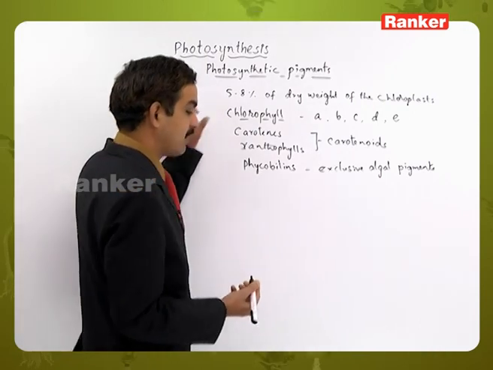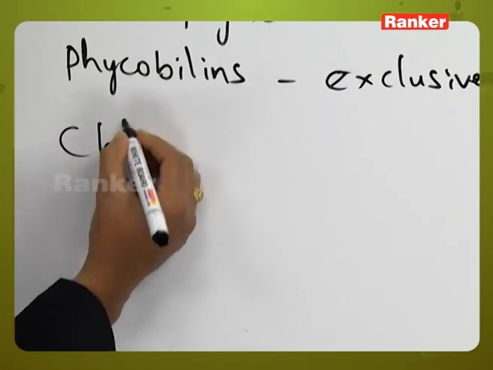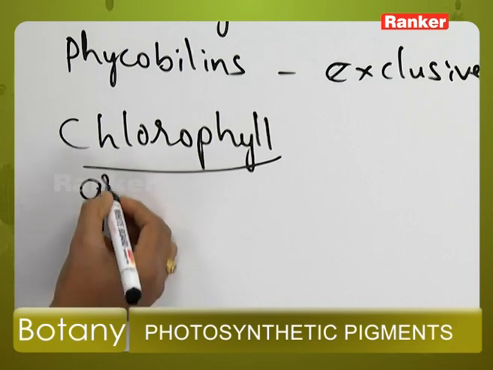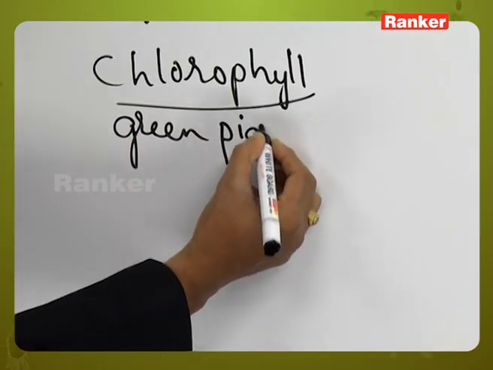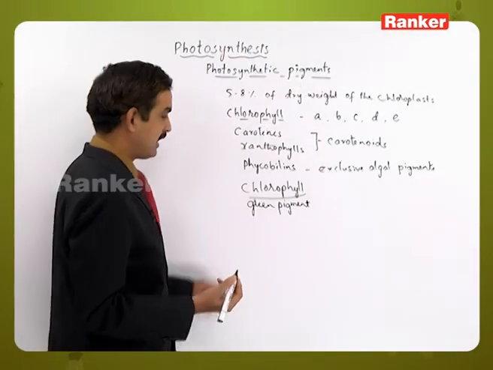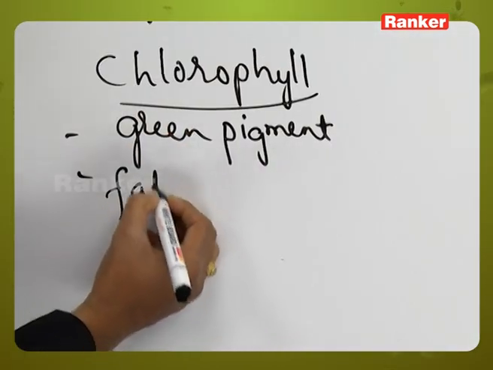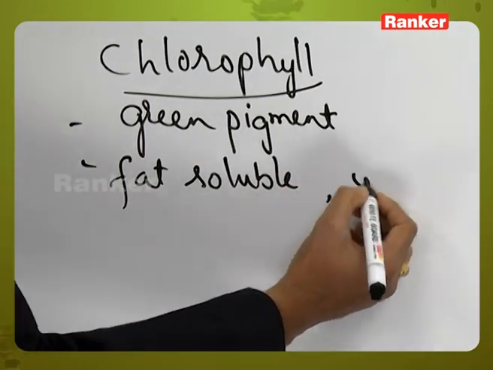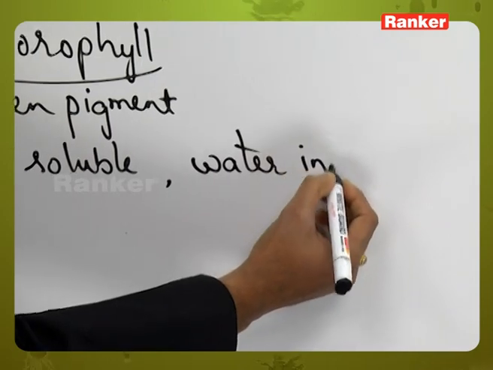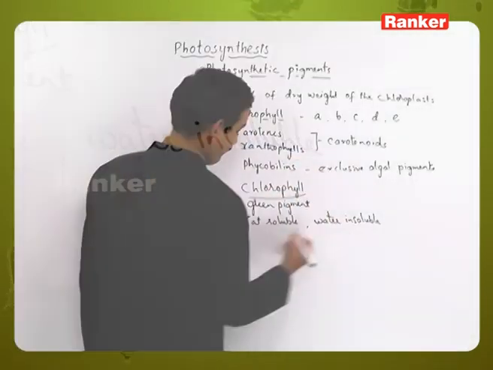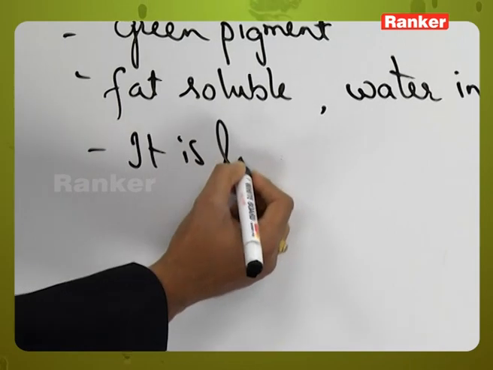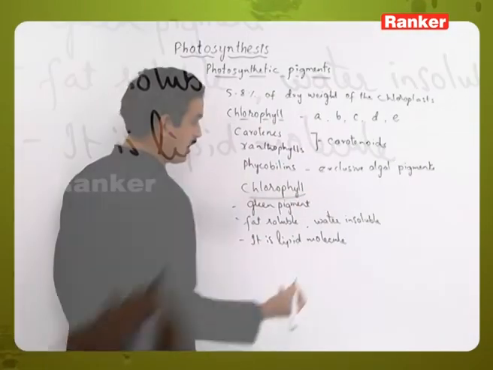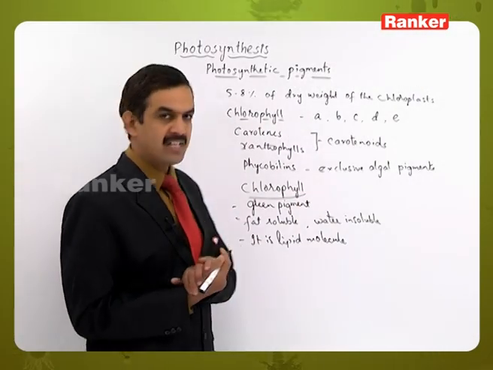So let us start with the first one, the chlorophyll molecules. Chlorophyll is considered to be the green pigment, and it is a fat soluble and water insoluble lipid molecule. And it is considered to have 5 types.